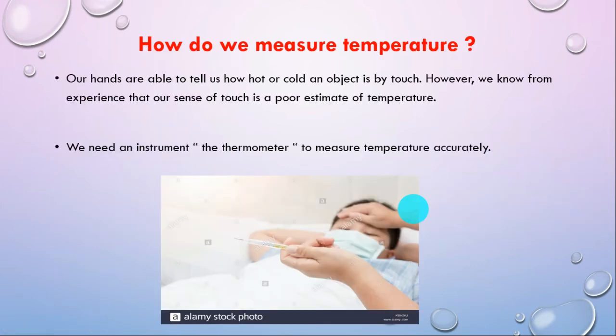Okay? Good. How do we measure temperature? Now, in the previous simple experiment that we did, we said you put your palm on each material. You will feel if it's hot or cold, but you can't give an exact temperature. You can't say that it is 25 Celsius, 30 Celsius, 15 Celsius. No, we can't give this number exactly. So what do we need? We need an instrument, we call it a thermometer, to measure temperature accurately.